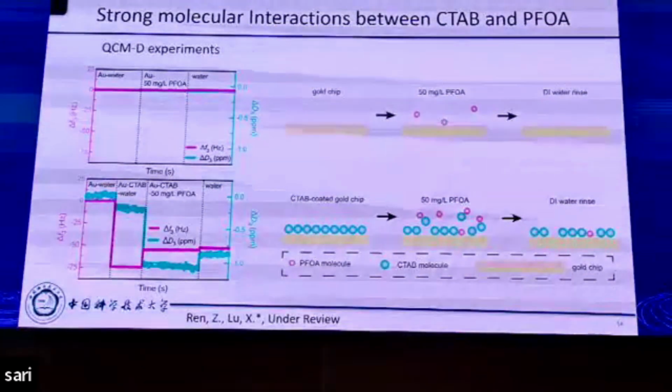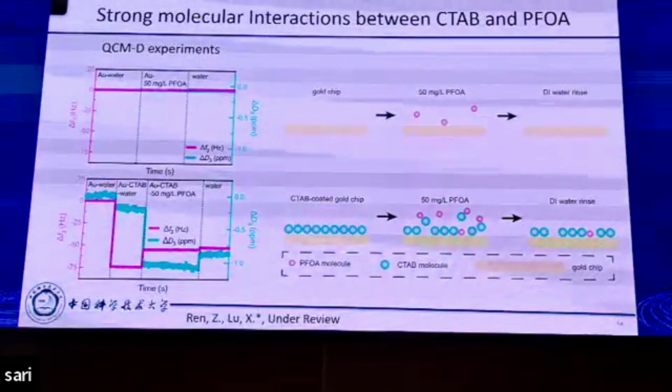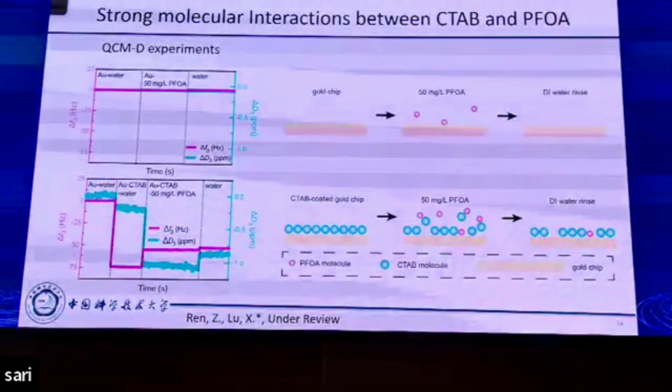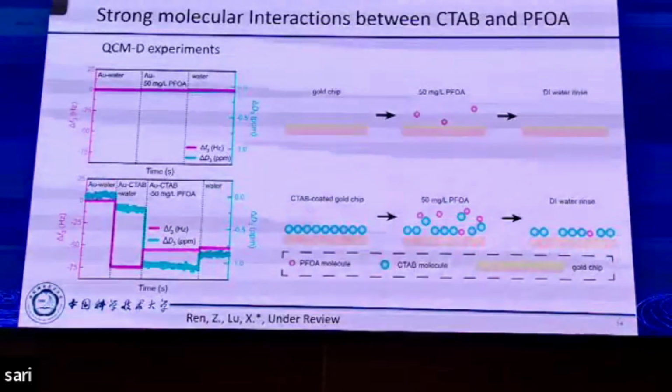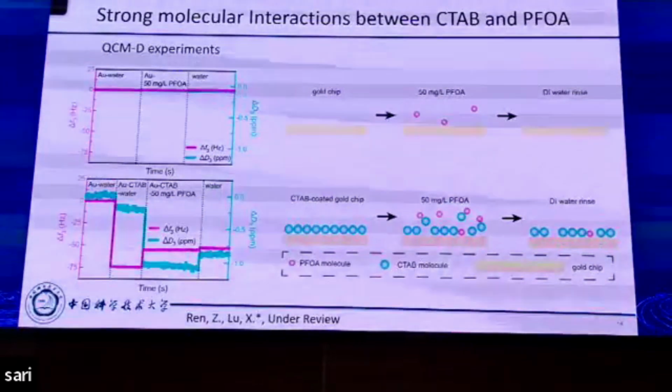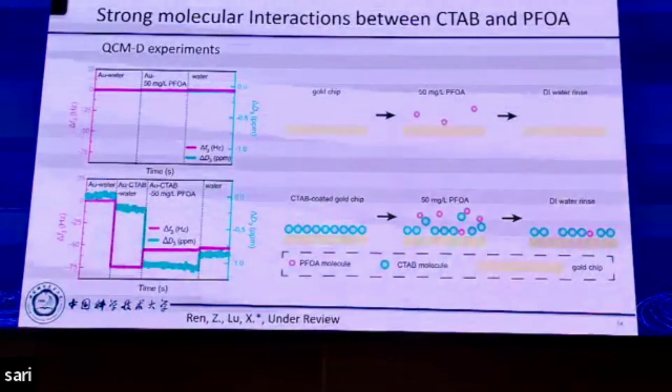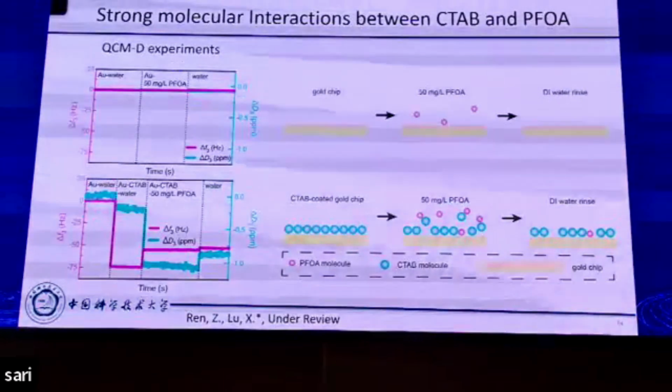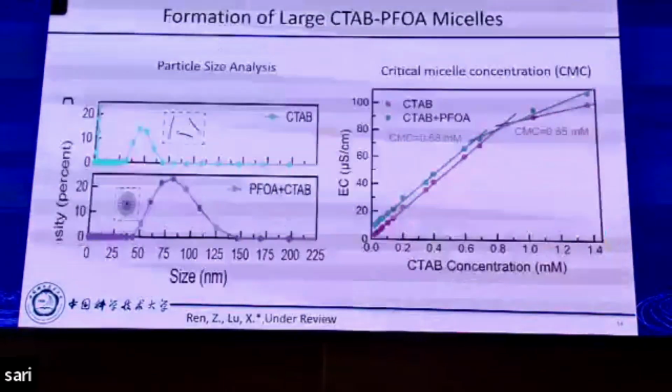If we further rinse the system with the PFOA, we can see that PFOA can drag some CTAB out of the surface of the gold centers. So this is the first evidence that demonstrates PFOA actually has a strong interaction with the CTAB.